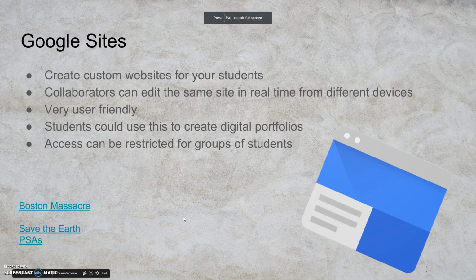Okay, Google Sites is where you can create your own website. It is very user-friendly. Some programs are a lot more difficult to use, but this one is pretty intuitive. And one of the best things about it is you can share a site you're working on with someone else, and you can work on it together. I was thinking students could use it to create digital portfolios that they could show to parents at conferences, and then you don't have to store those big bulky portfolios in your room. And access can be restricted to sites for groups of students as well.